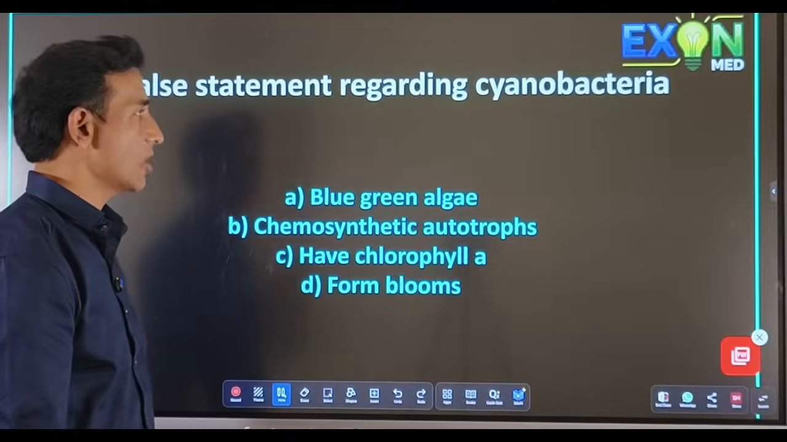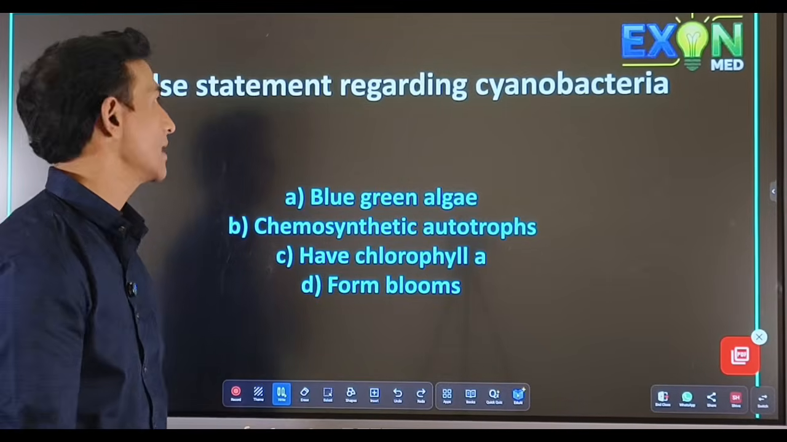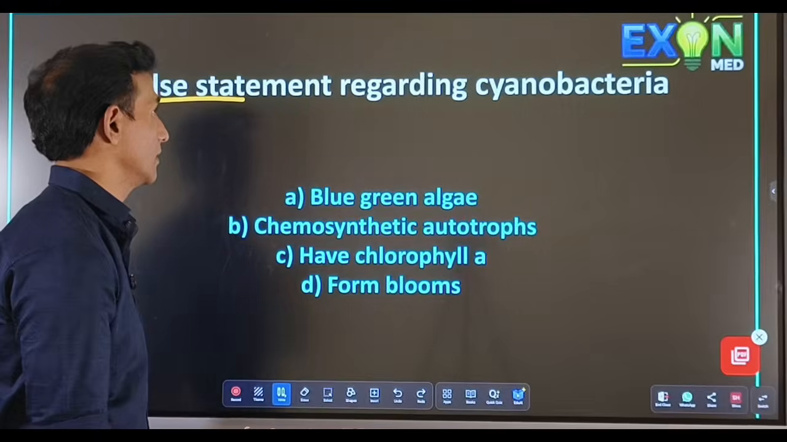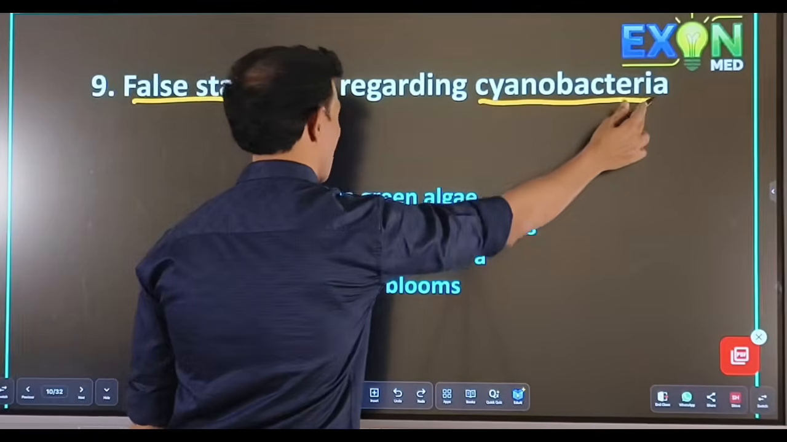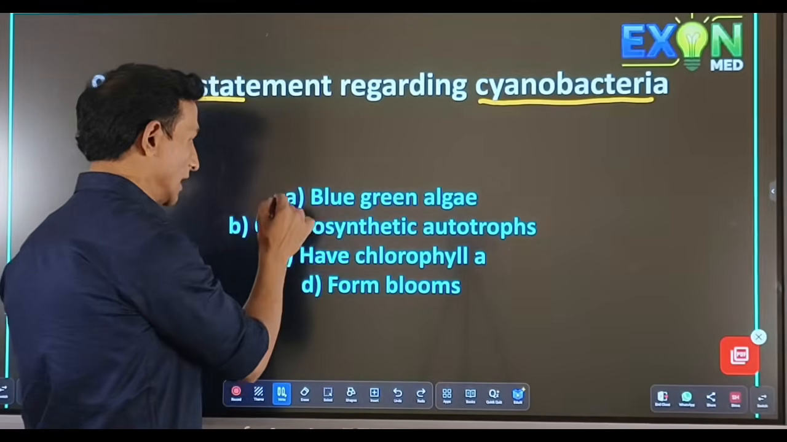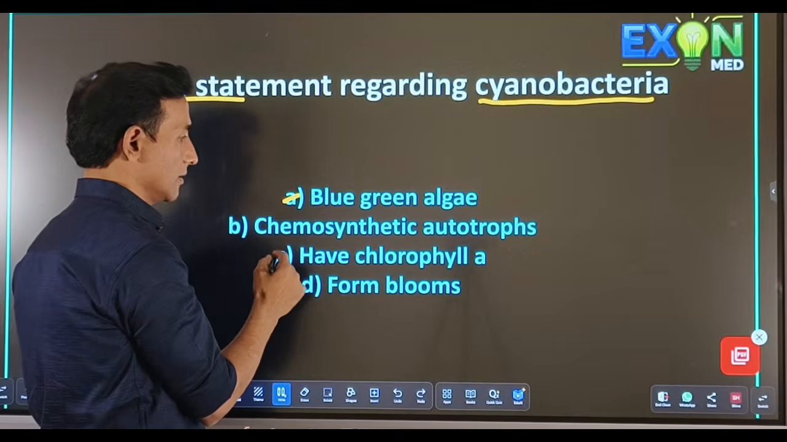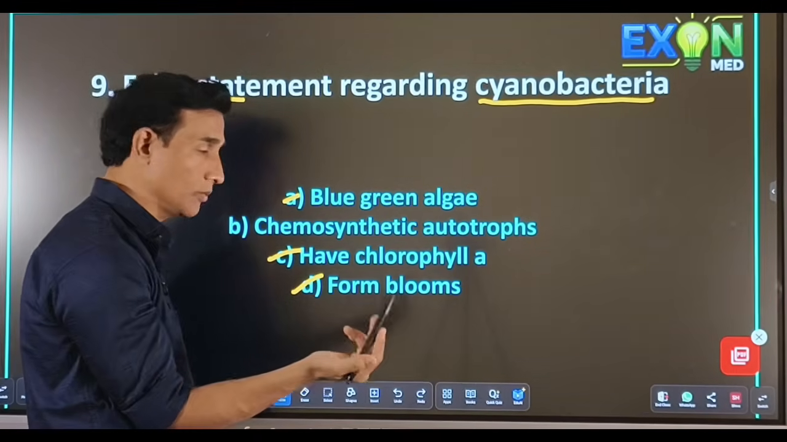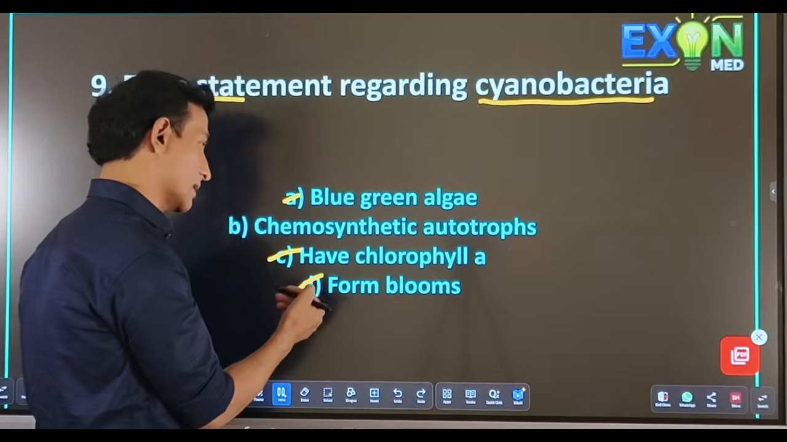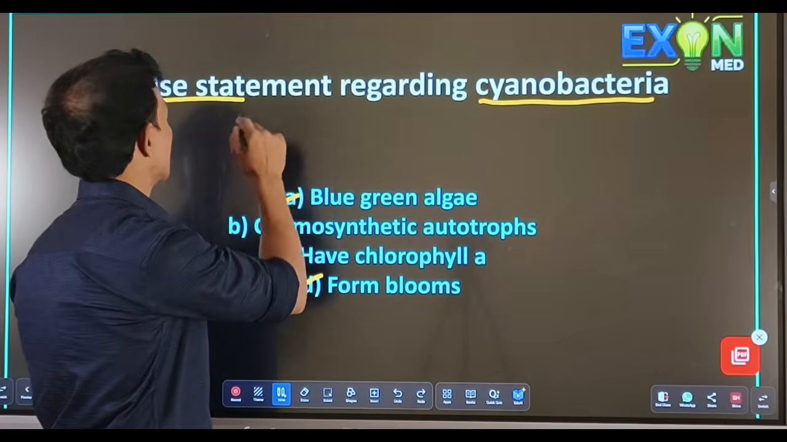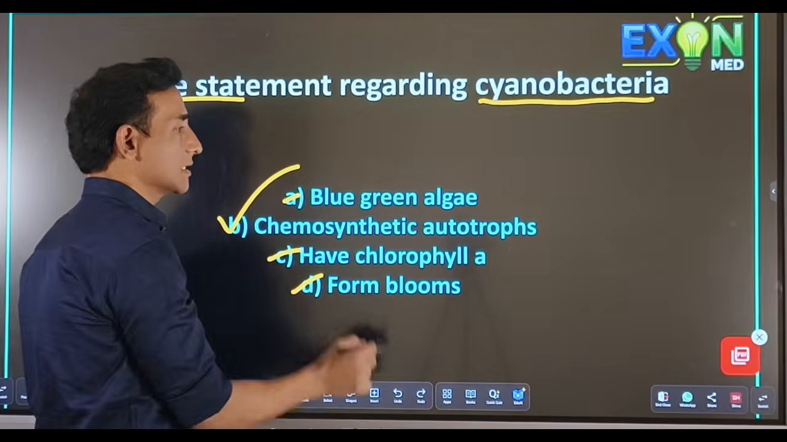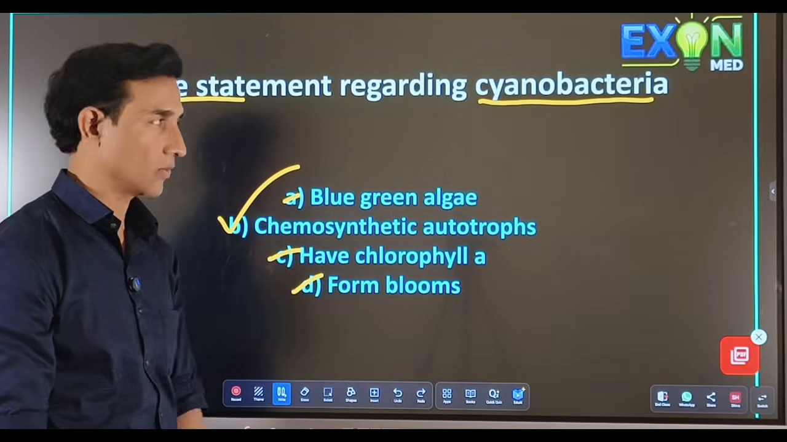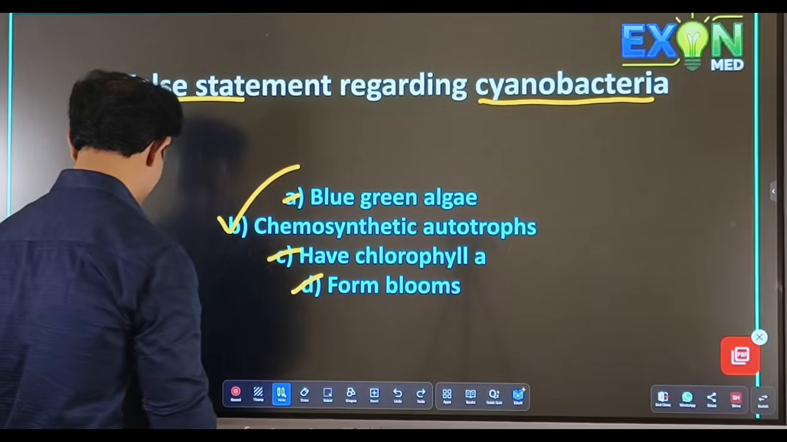Next question. False statement regarding cyanobacteria. Again they have asked for false, which one is wrong. About cyanobacteria, they are commonly called blue-green algae. Yes, right. They have chlorophyll, right? They often form blooms in standing water. Yes, it's correct. So the wrong answer is chemosynthetic autotrophs. They are photosynthetic autotrophs, not chemosynthetic.